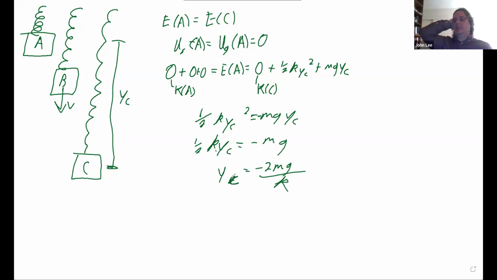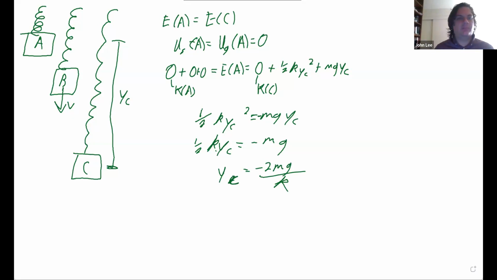So that's going to be how much this spring stretches out just based on gravity, the force of gravity versus the restoring force of the spring, based only on energy, not doing anything about the forces, like setting forces equal to each other or anything like that. So that's going to be the first part of the problem.